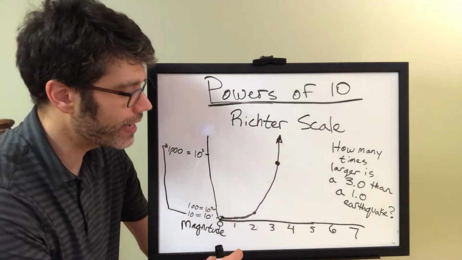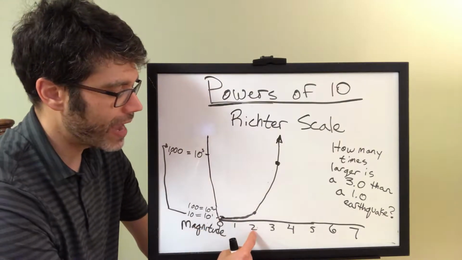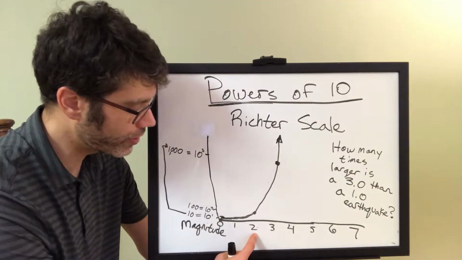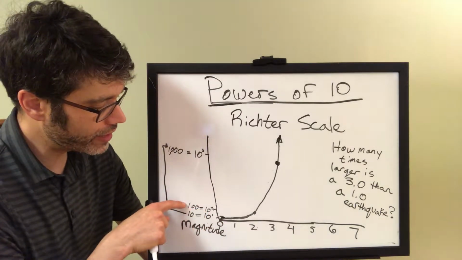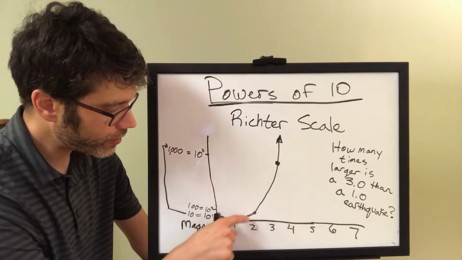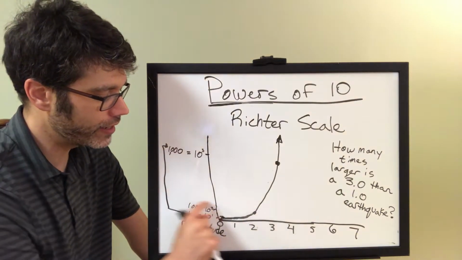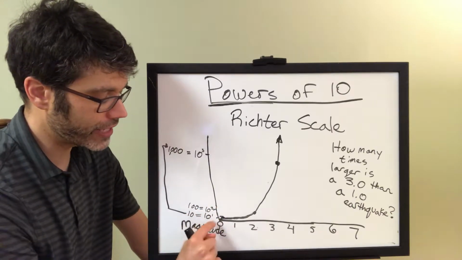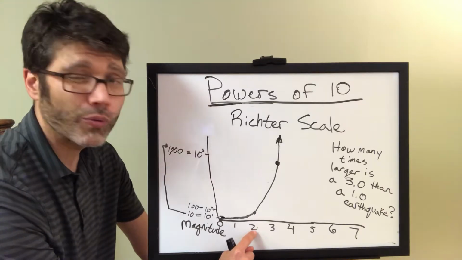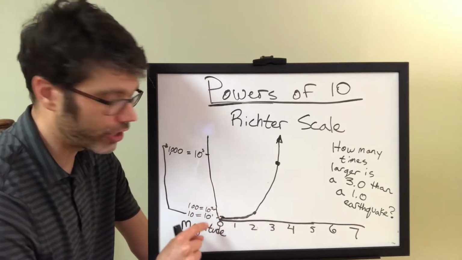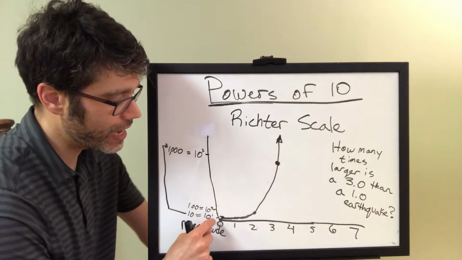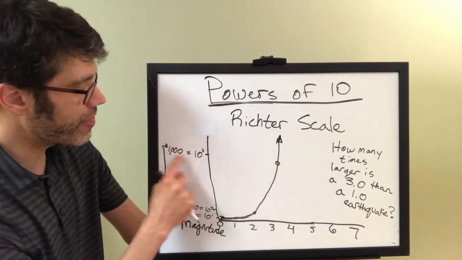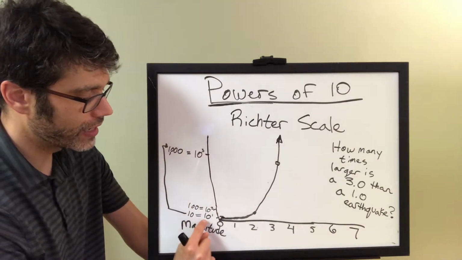So it's comparing, for instance, a magnitude 2 earthquake to a magnitude 1 earthquake. A magnitude 2 earthquake would be 100, because that's 10 to the second, and a magnitude 1 would be 10 to the first, or 10, so therefore a magnitude 2 would be 10 times as large, or 10 times as powerful as a magnitude 1. And likewise, a magnitude 3 would be 1,000 on the scale as opposed to just 10.